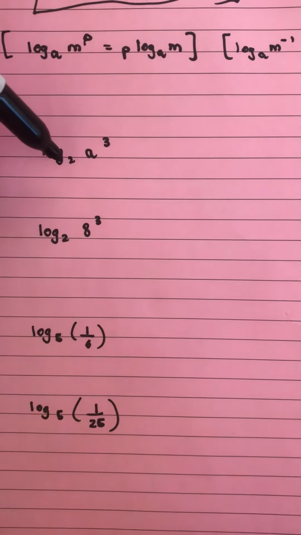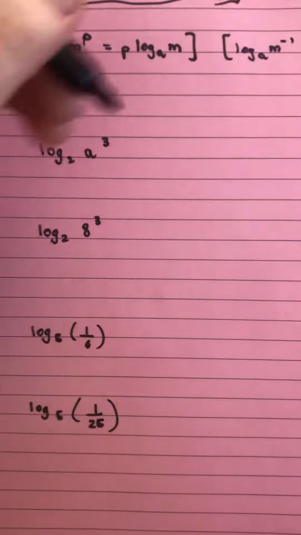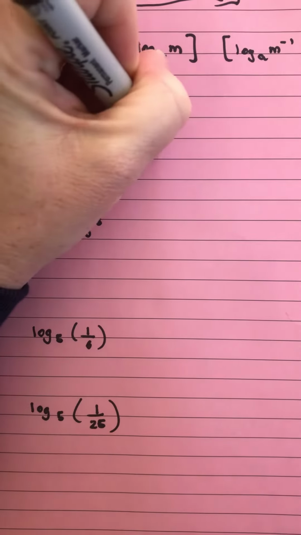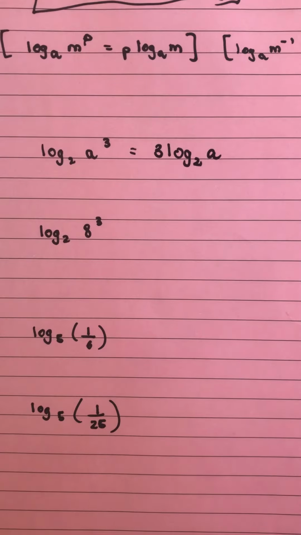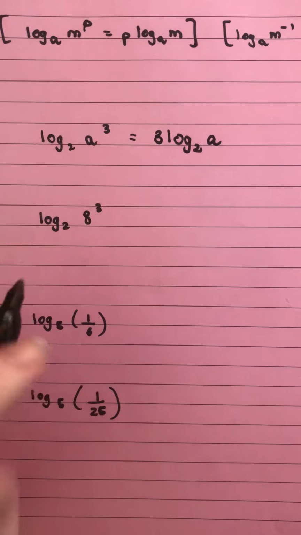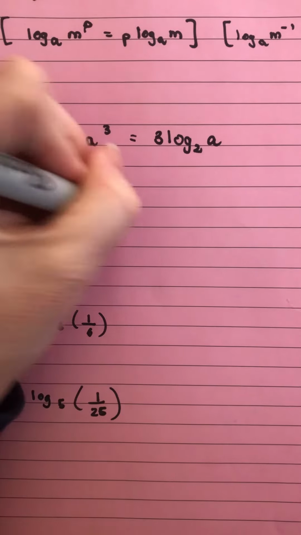So we've got our log 2a to the power of 3. So we can just bring that down the front and make that 3 log 2a. Now that's as far as we can go because we don't know what the a is. If the a was something where we could do it as a power of 2, then we might be able to simplify further.